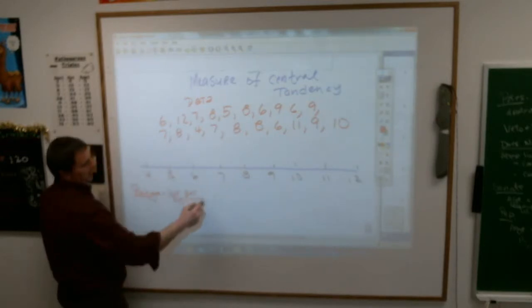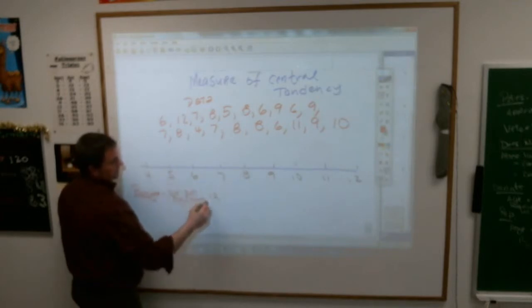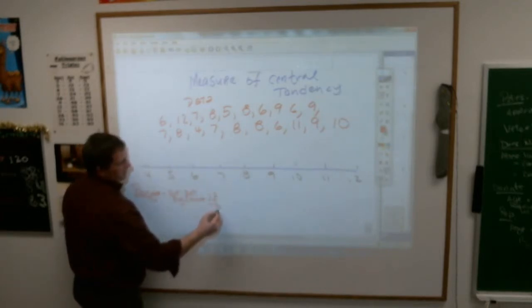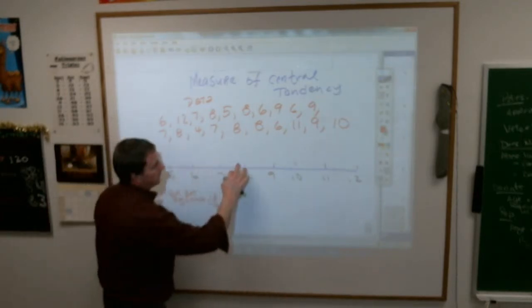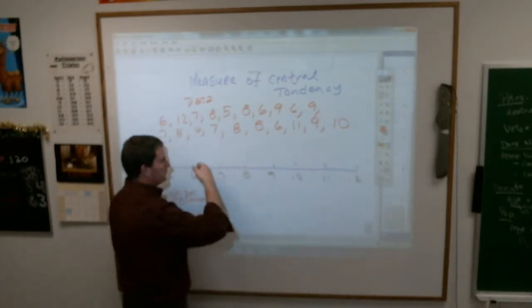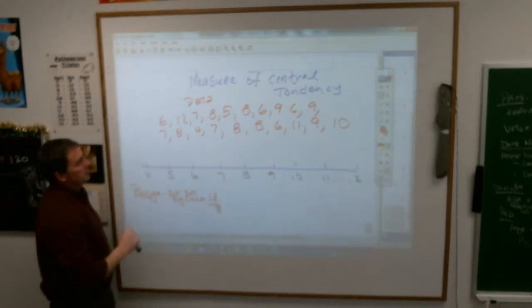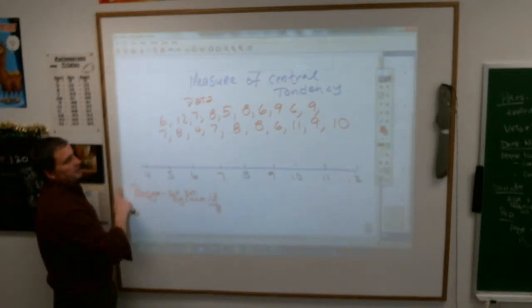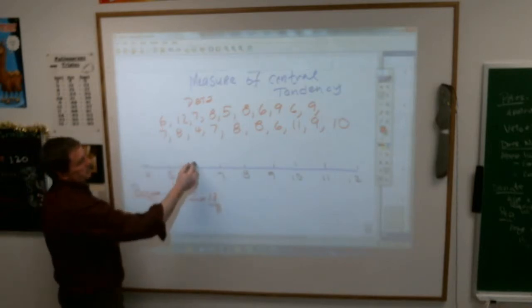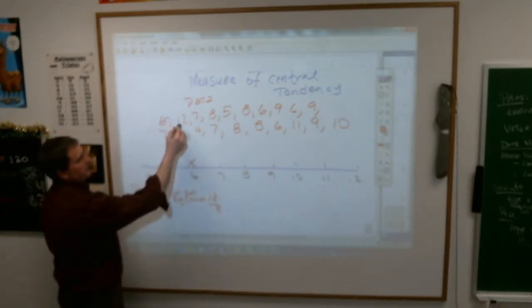So the biggest number I had was a 12. The smallest I had was a 4. So it has a range of 8. 1, 2, 3, 4, 5, 6, 7, 8, from smallest to biggest. Okay? So here we go. I'm so nervous now. Arranging our numbers the way they go. I have a 6, so I put an X above the 6. I have a 12.